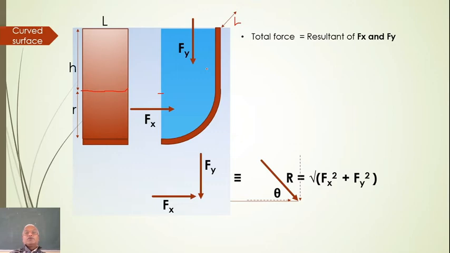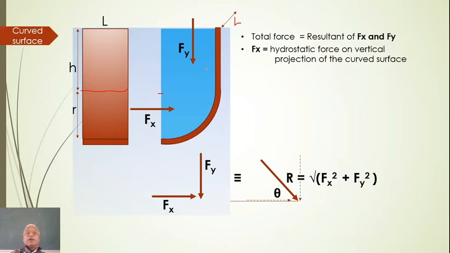Okay. Total force will be the resultant of Fx and Fy. Fx will be the hydrostatic force on the vertical projection of the curved surface. Curved plus plane, both together it is now, because you want the total force, right? So Fx will be given by gamma A y bar, or gamma A h bar, or gamma A x bar. Here y bar, h bar, x bar remain the same. It is the position of the centroid from the free surface of the liquid.